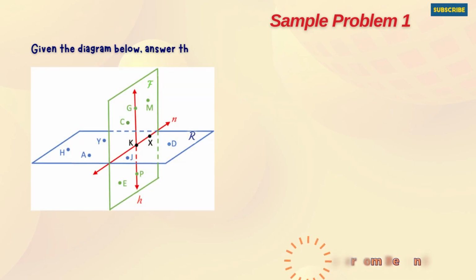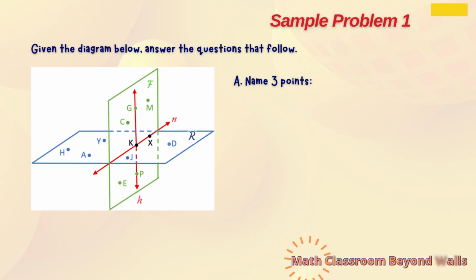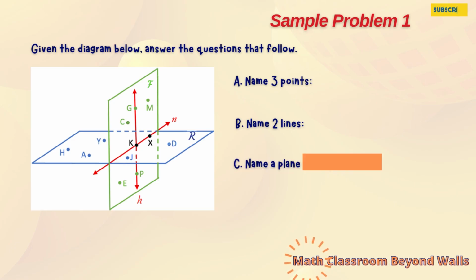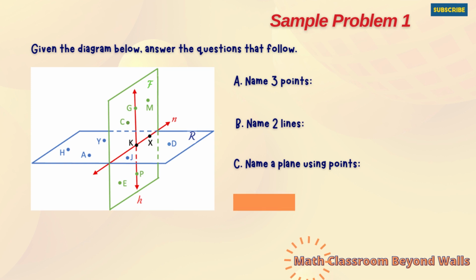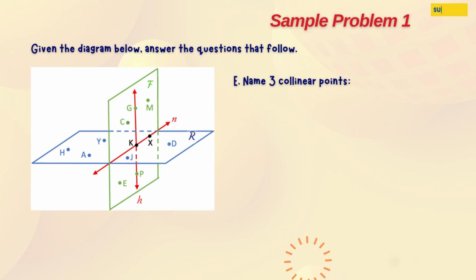Let us have the sample problems now. Here's the problem. Given the diagram below, answer the questions that follow. Question A, name 3 points. Question B, name 2 lines. Question C, name a plane using points. Question D, give another name for plane EPC. Question E, name 3 collinear points.